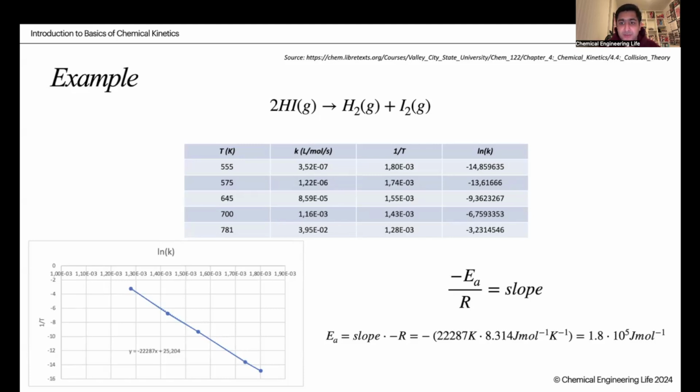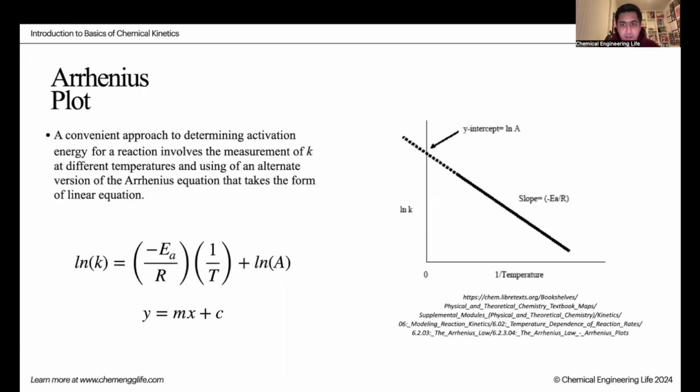And then you take the natural logarithm of K that I have done in the fourth column. Then you plot your third and the fourth column using Excel or any other mathematical program. And then you see that we end up getting a straight line. From that straight line, coming back to the expression like this one.